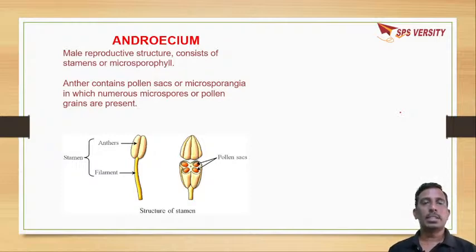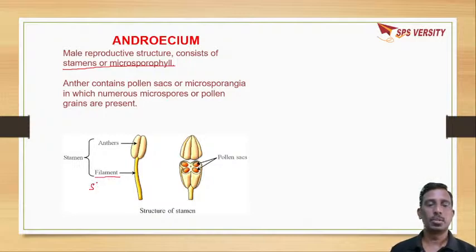When you come to next, that is essential whorls. Essential whorls means androecium and gynoecium. Androecium, it is the male reproductive structure which has stamens. Stamens are also called microsporophyll. So stamen में देख सकते दो पार्ट से. The stalk of the stamen is called filament. The stalk of the stamen को क्या बोलते हैं कि filament.